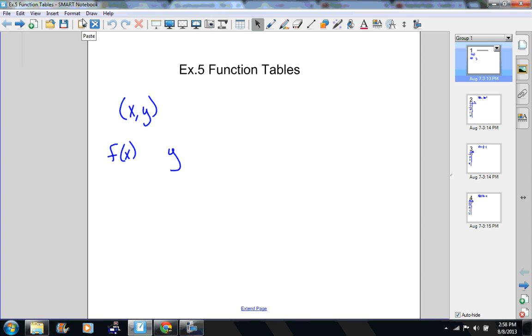So what we did yesterday to today should be almost exactly the same. There should be very little changes. As long as you're feeling comfortable with evaluating functions, function tables is just evaluating functions multiple times.